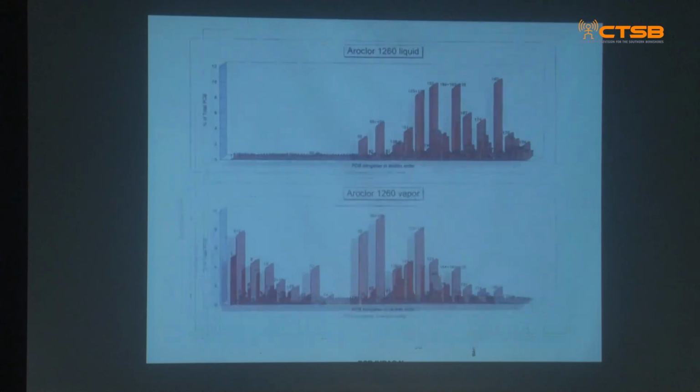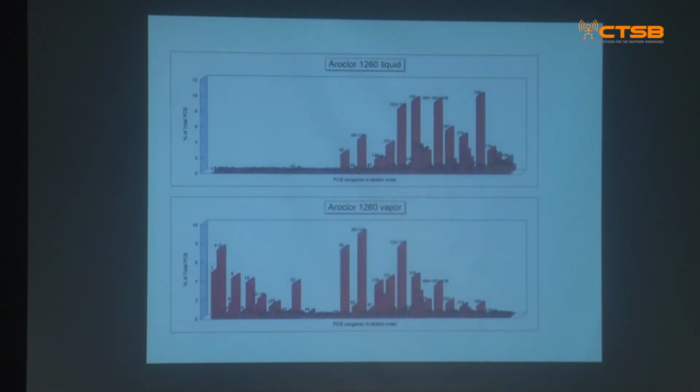So then this is looking at the same slide I showed you earlier. So the top is the commercial mixture of Aerochlor 1260, and the bottom is what you see when you blow air across it. And that's reflected in the basement air. All of these low chlorinated congeners. Now, you may metabolize them quickly, but that doesn't mean they don't do something.